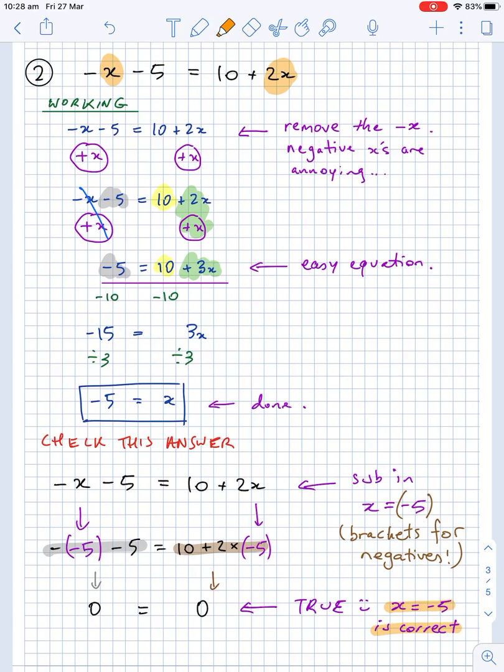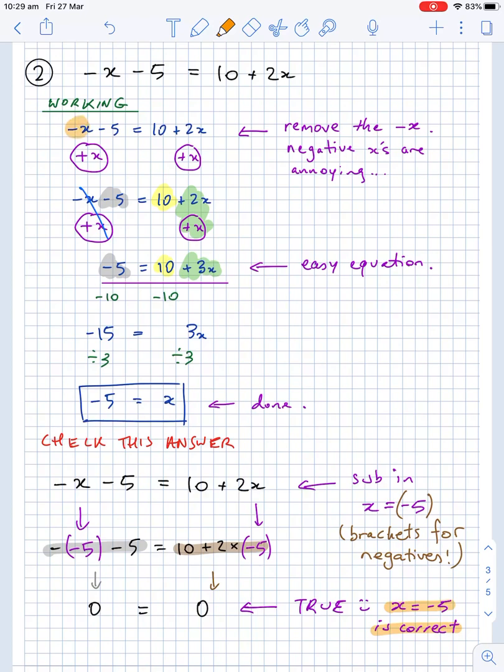So you have to think to yourself, I need to move one of the x's. Now, I can either move the minus x or I can move the 2x. I've got to think which one would be better. Now, it's nicer to remove the negative x. And the reason is because negative x's are annoying. You don't want to have to deal with too many negatives because they do confuse people. They make it easier to make mistakes. So we want to move the minus x.